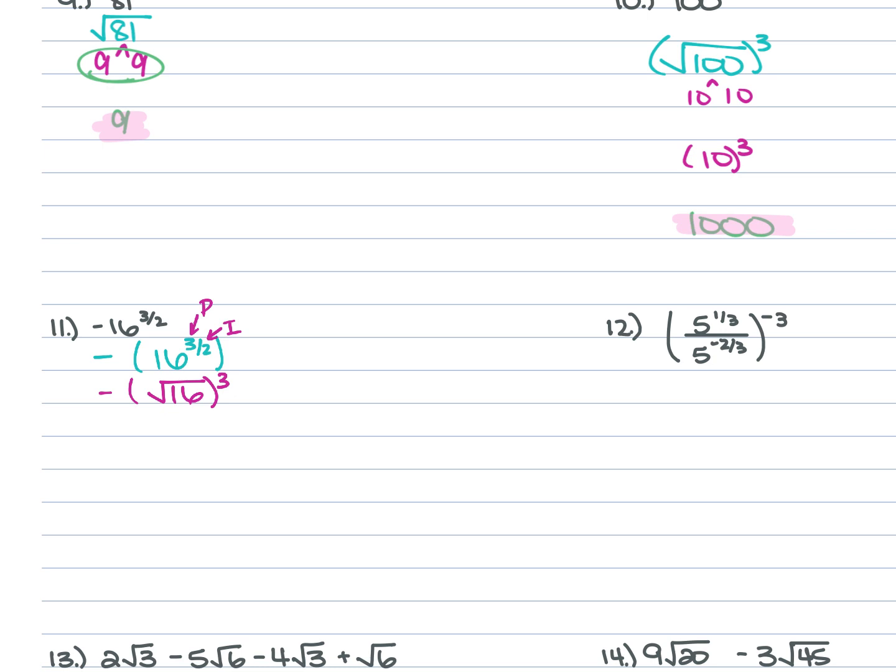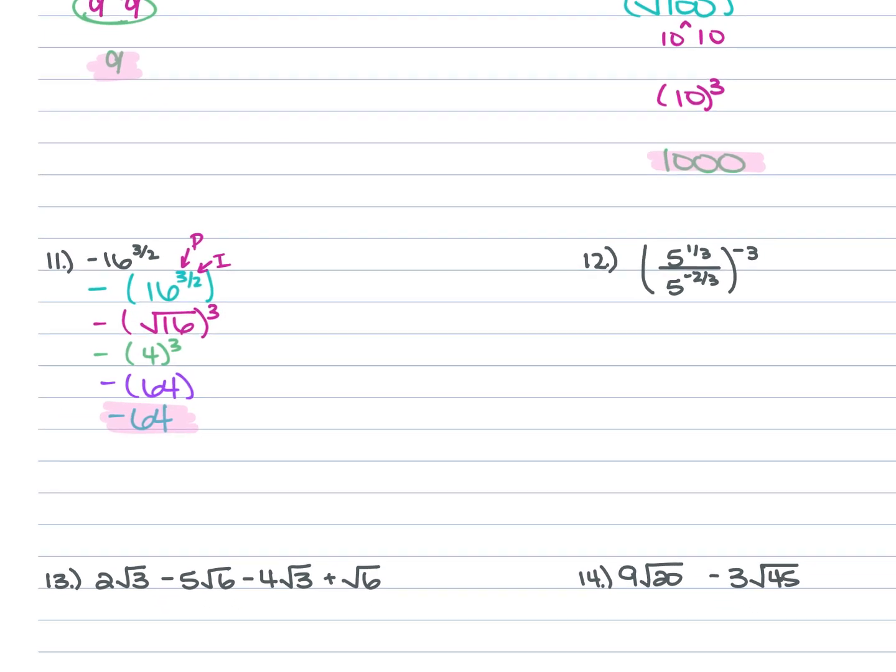So follow your order of operations. The square root of 16 is 4, so that's the opposite of 4 to the 3rd power. You do your exponent first before you multiply. 4 to the 3rd power is 64, so that's the opposite of 64, which is just negative 64. So again, remember, if this was parentheses, negative 16, close parentheses, then raised to the 3/2 power, that's different than what this is. If that was the case, then that negative would be underneath the radical with the 16.